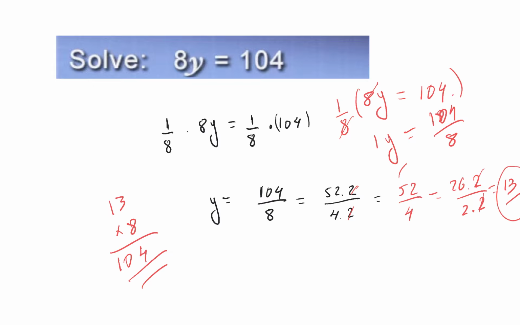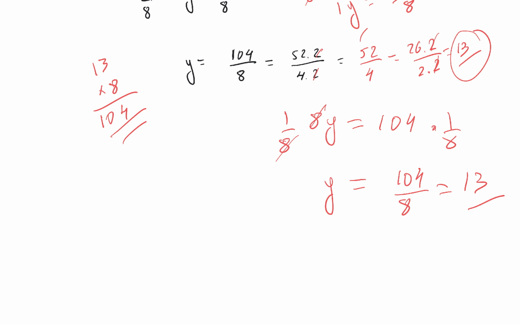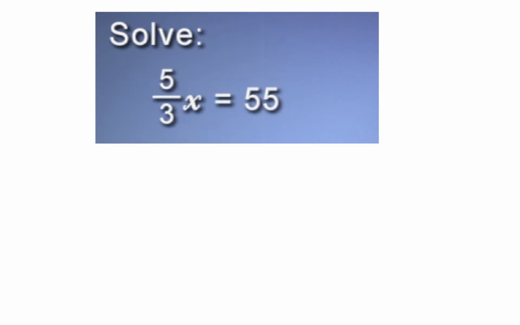So what we have done is to isolate the y. How have we done the isolation? We write the equation and we multiply by 1/8 on the left and 1/8 on the right, and now the 8 with the 8 make the isolation, and I have y equals 104 divided by 8, which is 13. So I have obtained the solution y equals 13, and the problem is done.